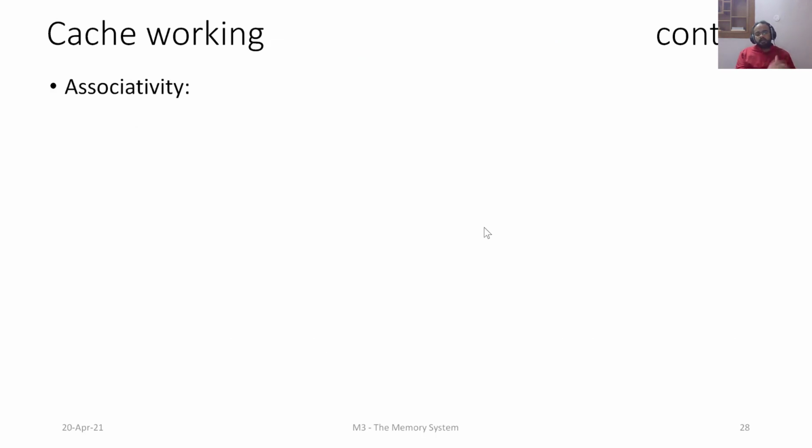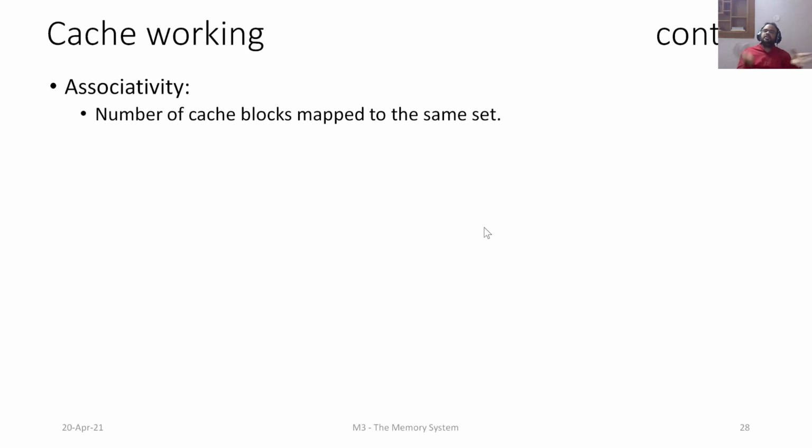Now, a few quick design points. How do we decide on the associativity? Associativity, a simple definition, is the number of blocks that have been mapped to the same set. In a direct mapped cache, it is 1, and in an n-way set associative cache, it is n, and if it is a fully associative cache, it is equal to the number of blocks.